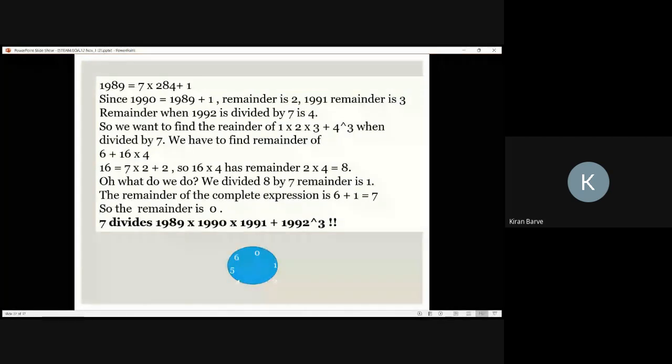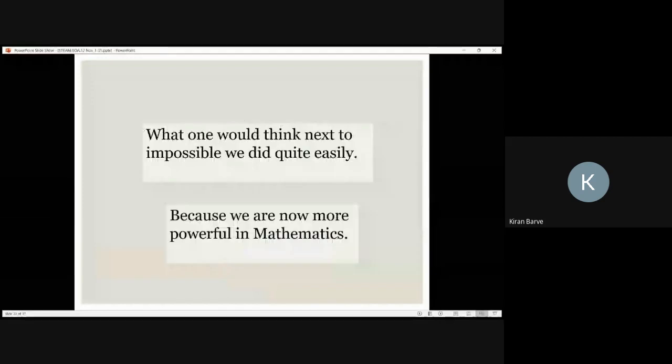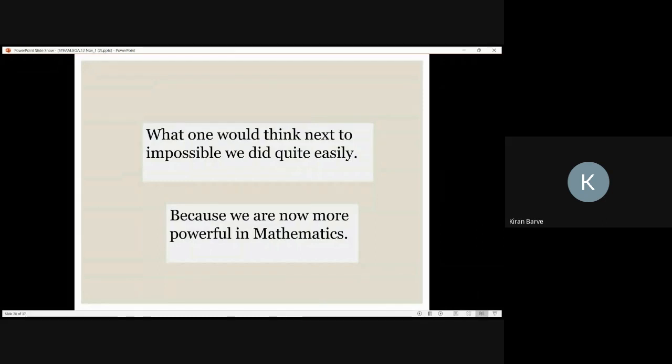Arun, next. What one would think next to impossible, we did quite easily. Because multiplying these 4-digit numbers 3 times and then calculating a cube and adding, we didn't do that. The next to impossible we did quite easily because we are now more powerful in mathematics. Next slide, please.